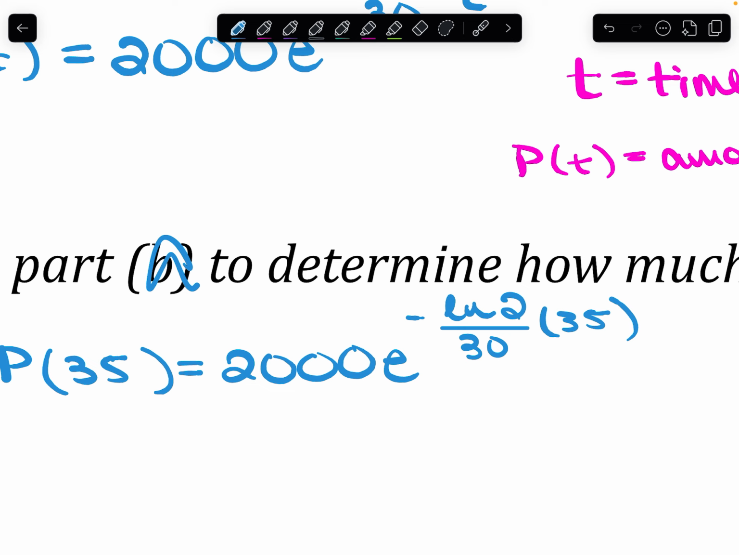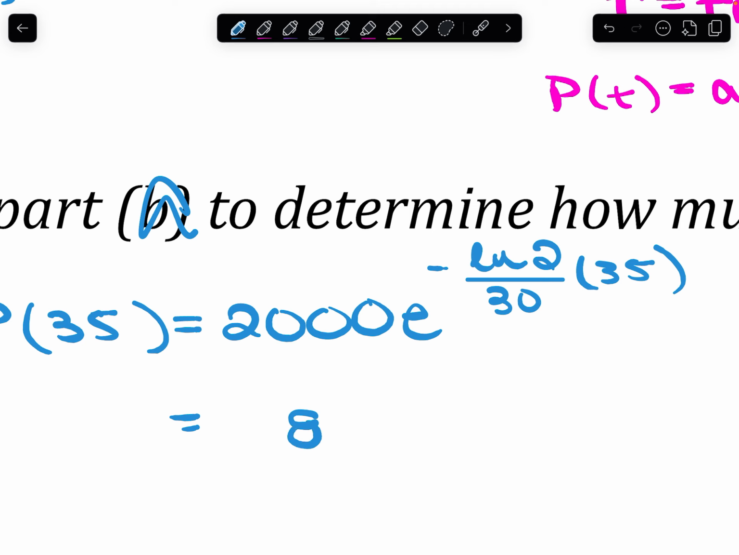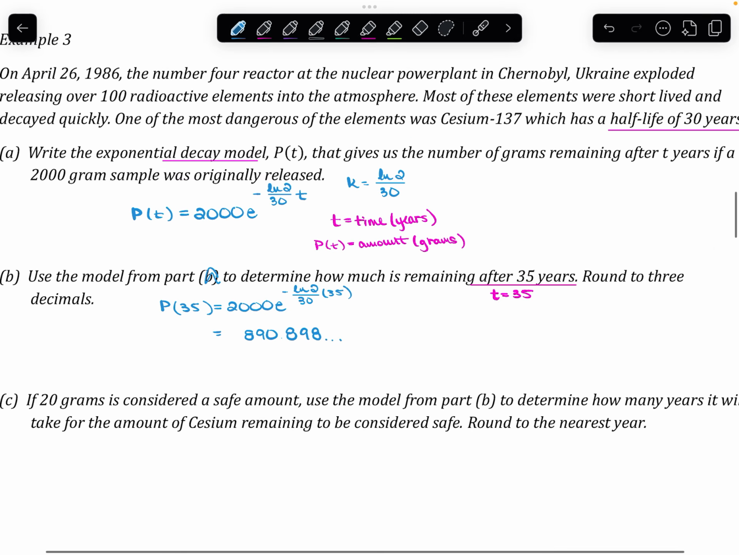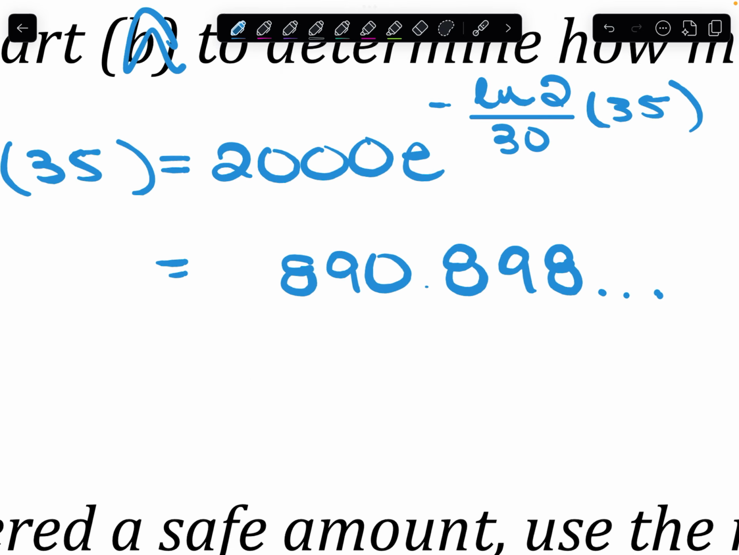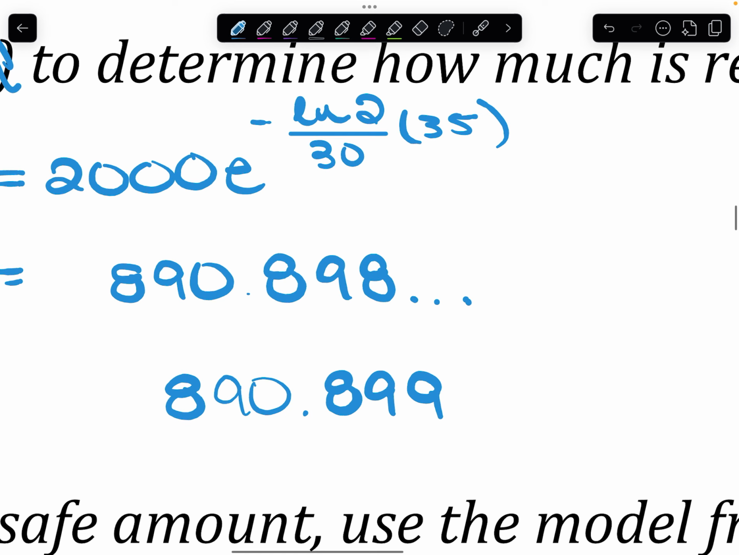And that gives us 890.8, and then we go read: round to 3 decimals. So you always want to know how to round so you don't get it wrong. It's 890.8, and then it's 8.7, so that 7 is going to bump it up to a 9, so 890.898 grams.